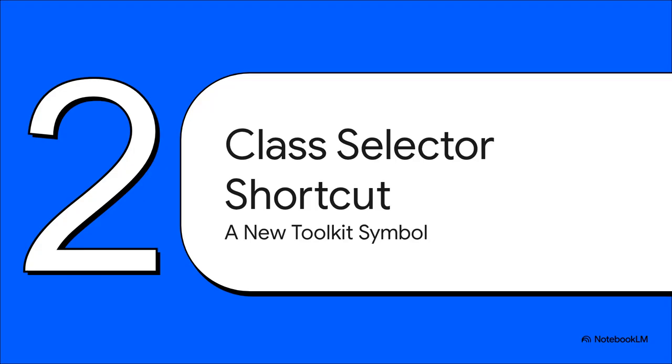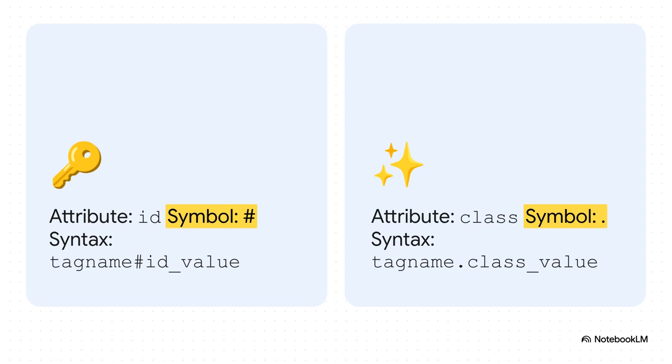Okay, so just like the ID attribute gets its own special symbol, the class attribute does too. This is the new tool we're adding to our toolkit today, and believe me, it is just as important as the ID selector. All right, let's put them side by side. It's actually super simple. For the ID attribute, we use the hash, and for the class attribute, we use a dot. That's it. The syntax is pretty much identical. Tag name, symbol, then the value. Hash for ID, dot for class. That is the single biggest thing to remember.